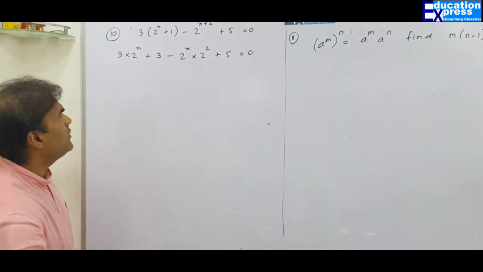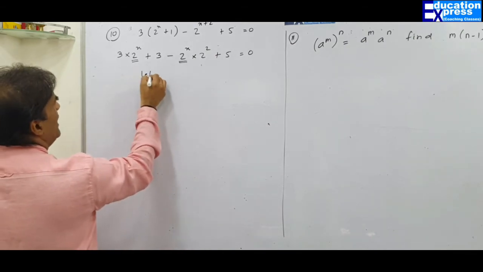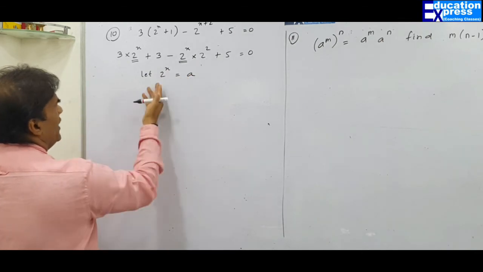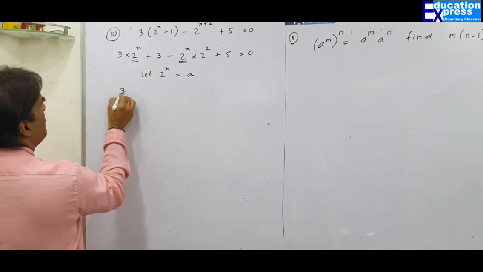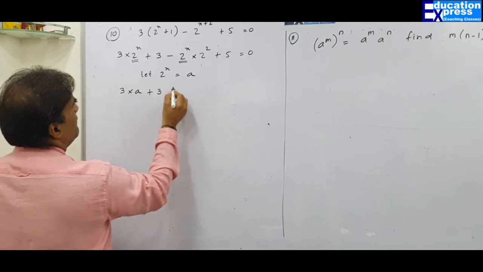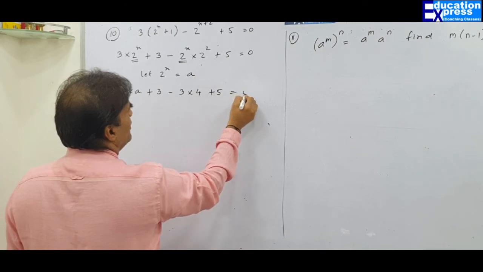Now from here on, the only complex thing which we cannot find is 2 raised to x. So let me say, let 2 raised to x equal a. So a will look like a normal number. 3 into a plus 3 minus 3 into 4 plus 5 equals 0.